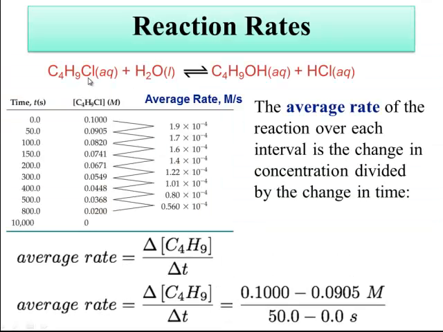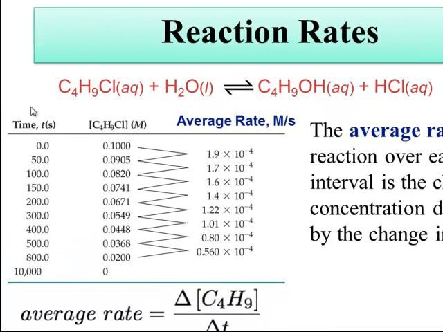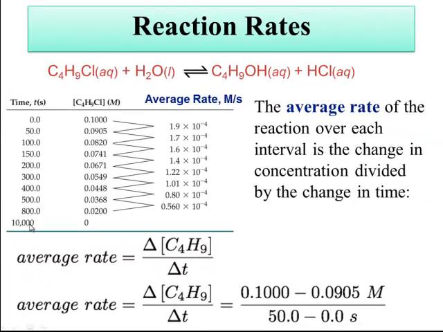Now have a look at this reaction in which chlorobutane is converted into butanol by hydrolyzing it. Here is a table which represents the concentration levels of chlorobutane with time. As you all can again see, the concentration keeps decreasing with time, and at the end of 10,000 seconds, the concentration of chlorobutane has become 0.